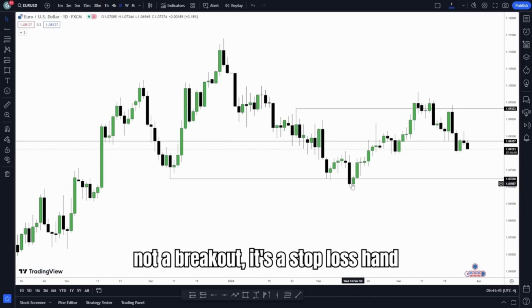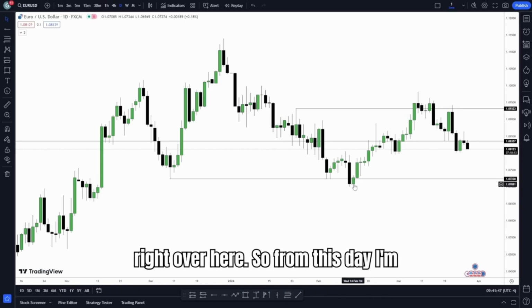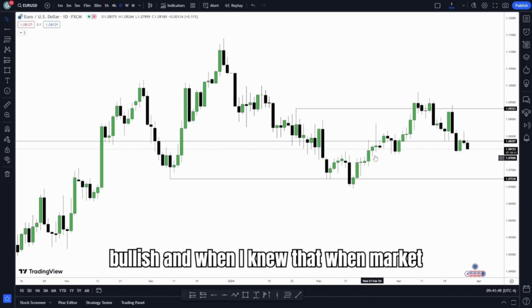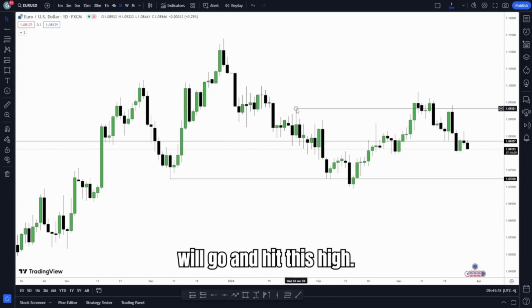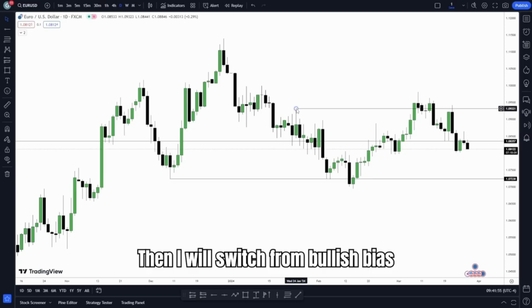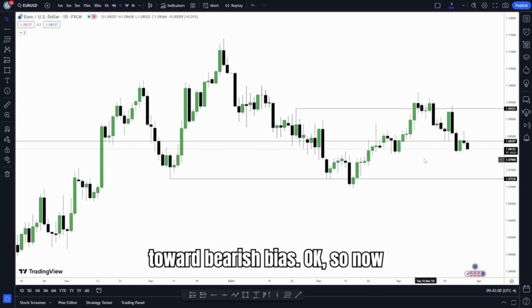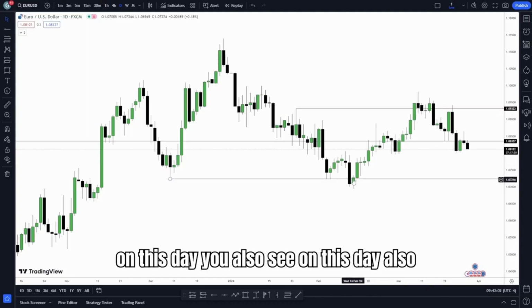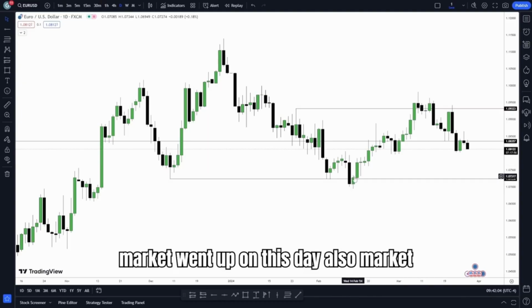No, it's not a breakout, it's a stop loss hunt right over here. So from this day I'm bullish, and when I knew that the market would go and hit this high, I would switch from bullish bias to bearish bias.